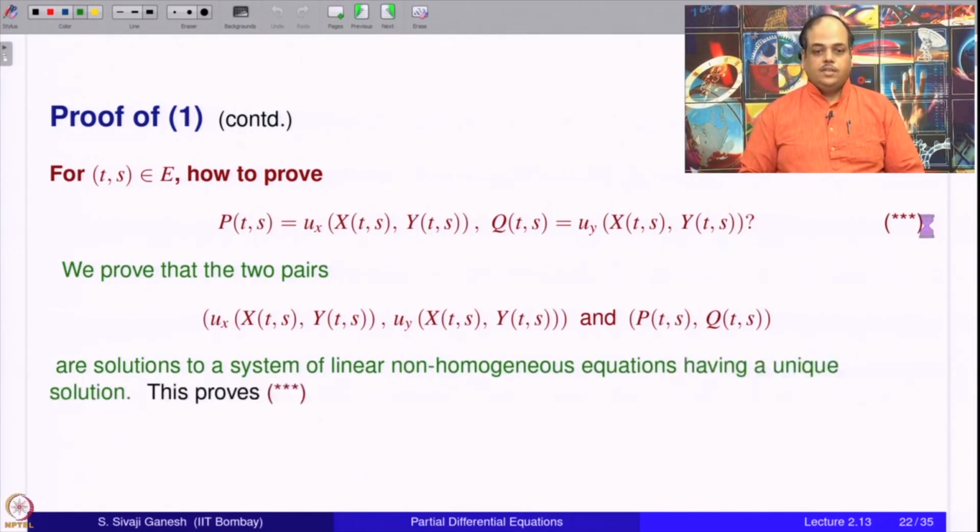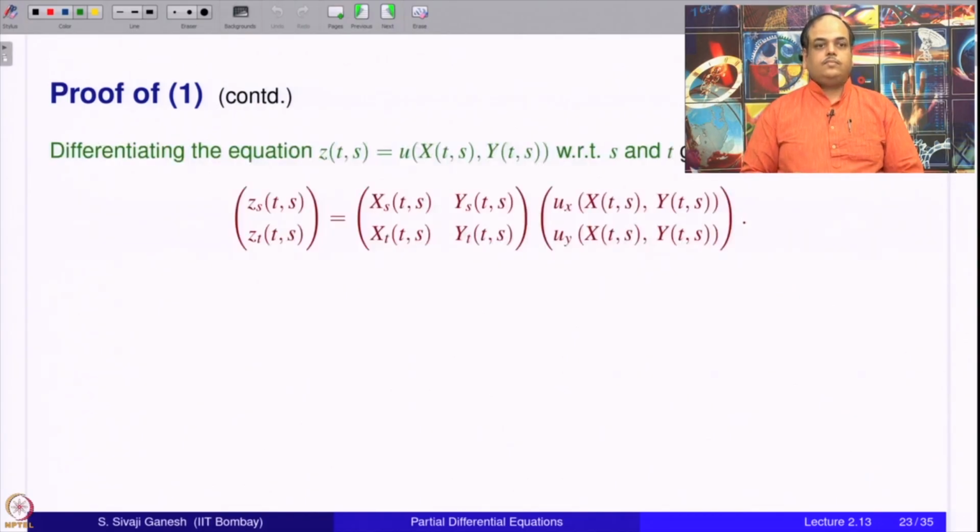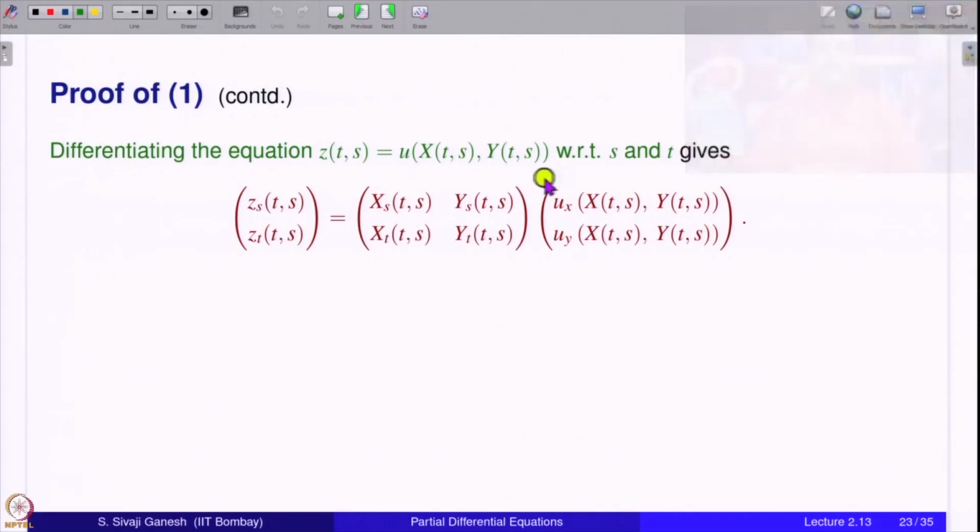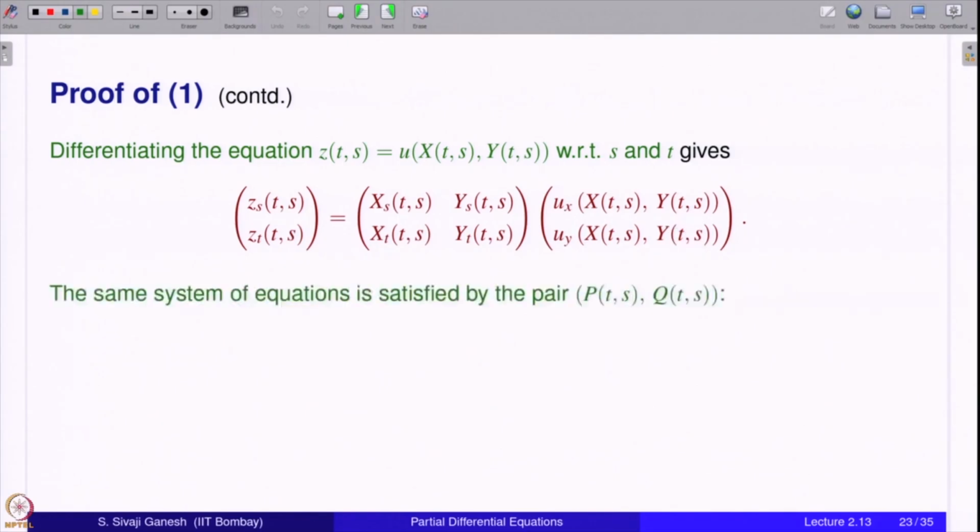So, now we have to get that system. How do we get that system? Differentiating this equation z(t,s) equal to u of x(t,s), y(t,s) with respect to s and t will give us two equations. For convenience, I write it in matrix form. Okay, what is z_s? z_s, that is the first equation. z_s means u_x into x_s plus u_y into y_s. So, that is the first equation. This one is this into this. Okay, this is a matrix, this is a vector, this is a vector. So, this equation is very clear.